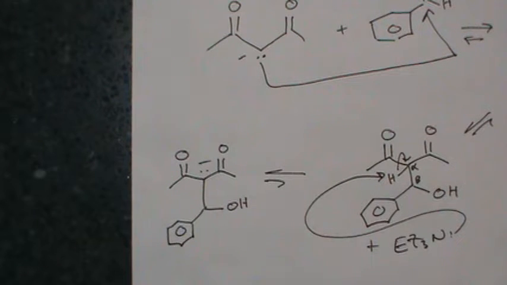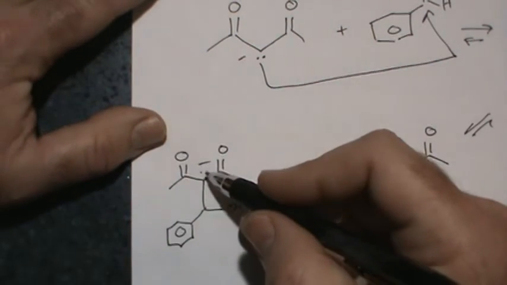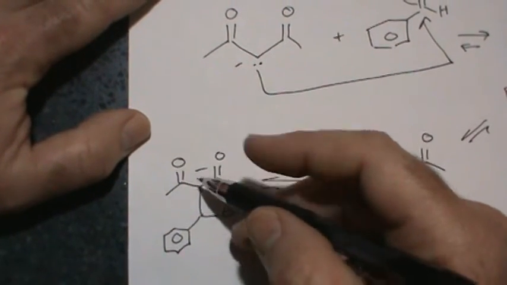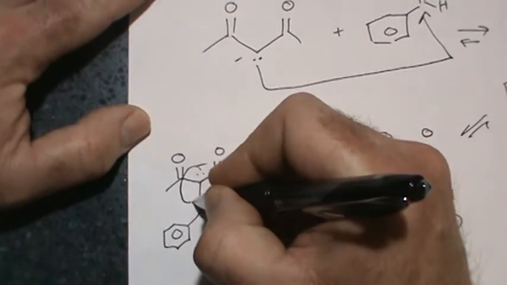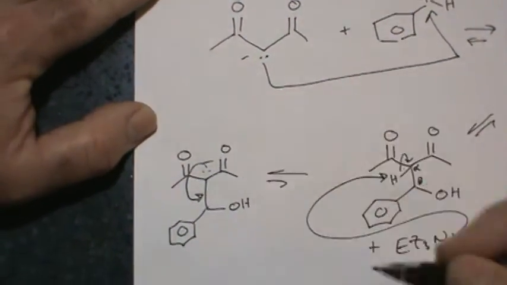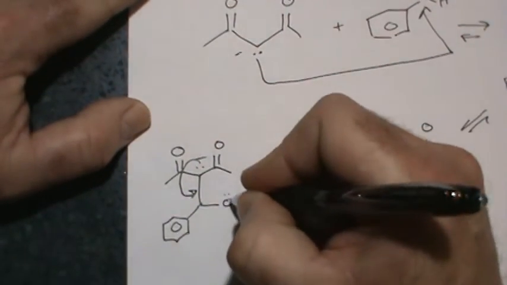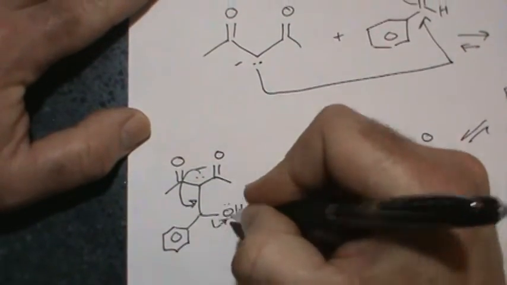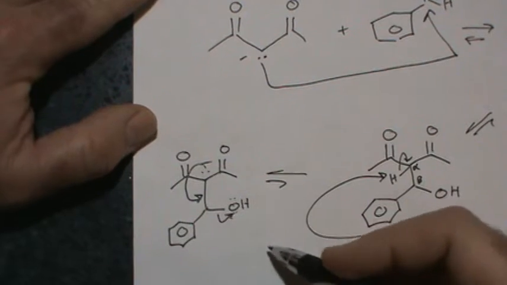And now for an E1CB, just like we saw a few moments ago, we've got this lone pair negative charge sitting at this alpha carbon. We can take the lone pair and form a new alpha beta unsaturation, a new pi bond between the alpha beta carbons with simultaneous expulsion of the OH minus.